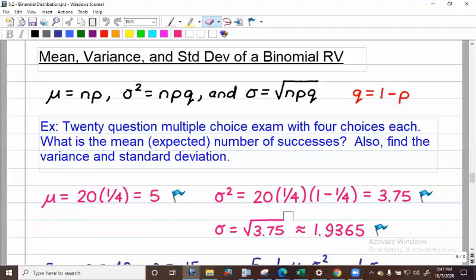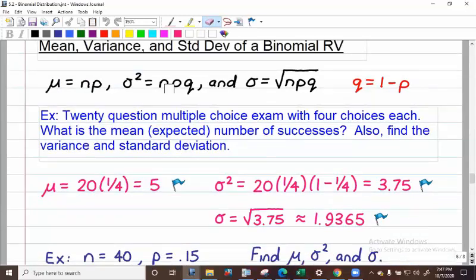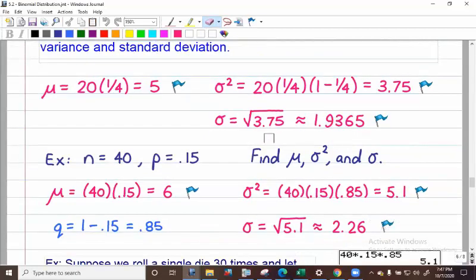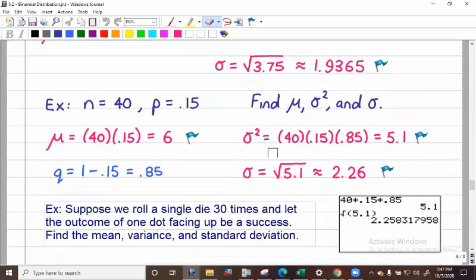Now these numbers, you're not really trying to speculate what they're going to be, you just calculate them. Variance is npq, 20 times 1/4, and q would be 3/4. So 20 times 1/4 times 3/4 is 3.75. And then the standard deviation will just be the square root of that. I'm not going to put that in a calculator for now. We'll wait until we do a problem where you have to get the answer right, but I'm sure you can use the square root key on your calculator.